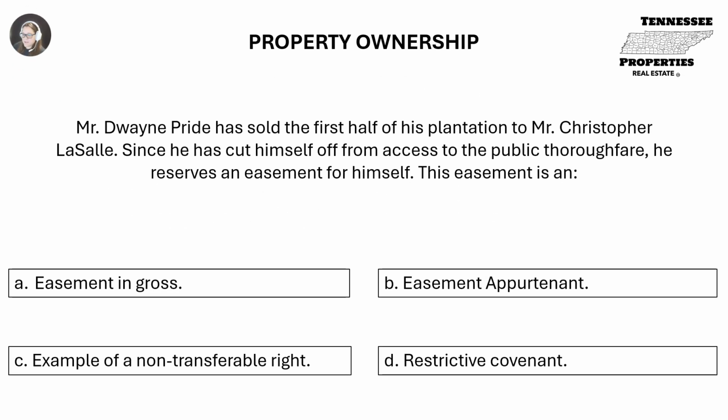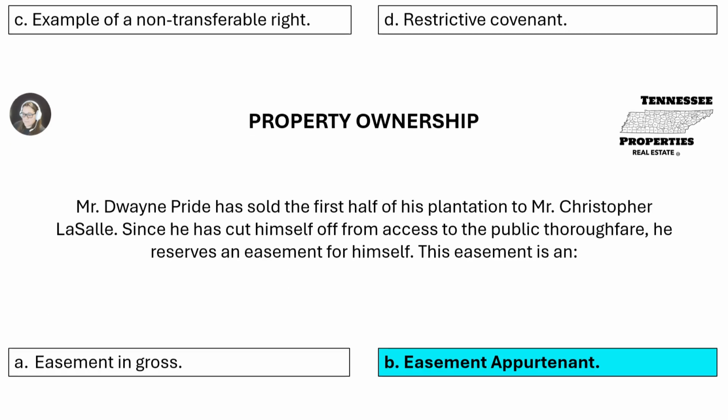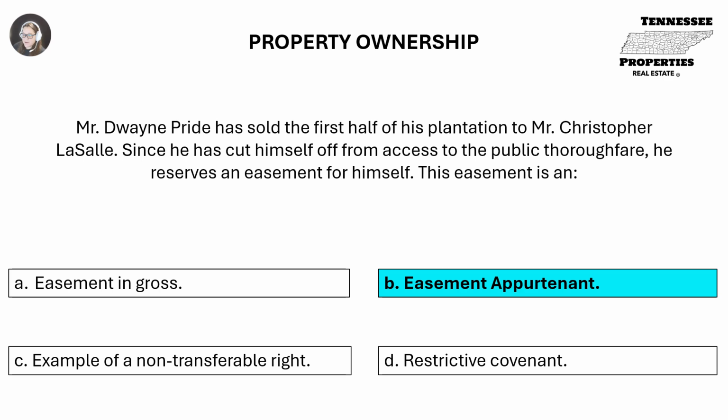Mr. Dwayne Pratt has sold his first half of his plantation to Mr. Christopher LaSalle. Since he has cut himself off from access to the public thoroughfare, he reserves an easement for himself. This easement is an A. Easement in gross, B. Easement appurtenant, C. Example of a non-transferable right, or D. Restrictive covenant. B. Easement appurtenant.